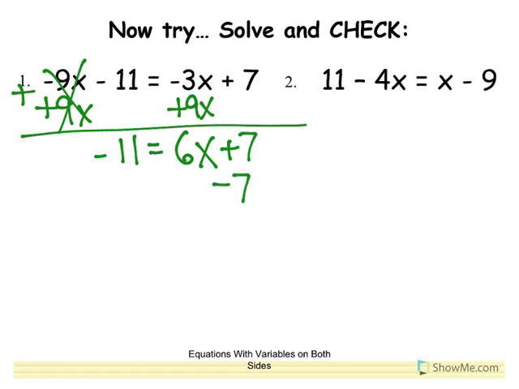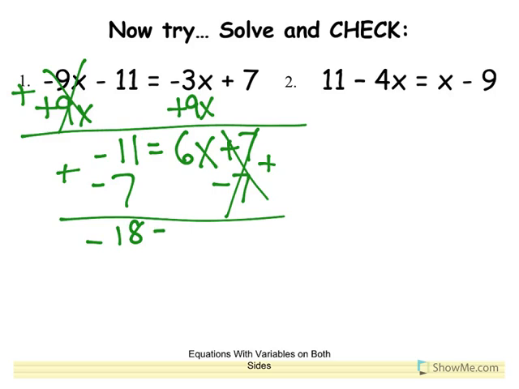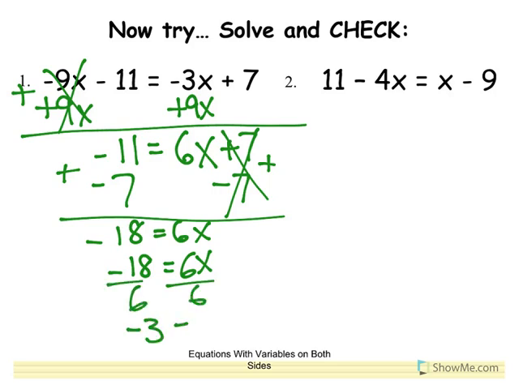Nice, easy two-step equation. I'm going to add negative 7 on both sides. 7 plus negative 7 is 0. Negative 11 plus negative 7 is negative 18. I'm going to divide both sides by 6. And I get x is negative 3.